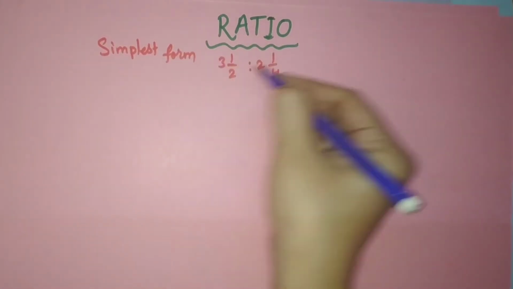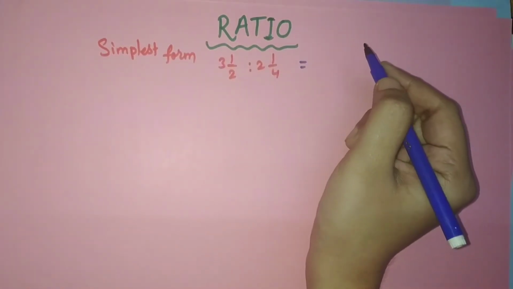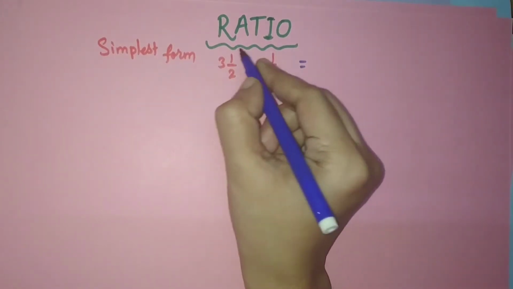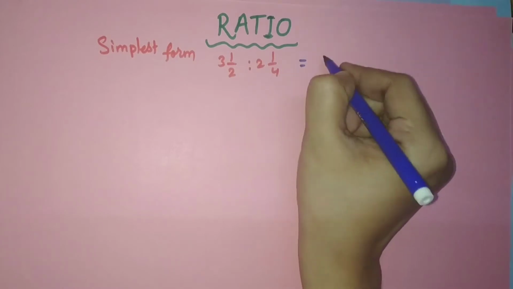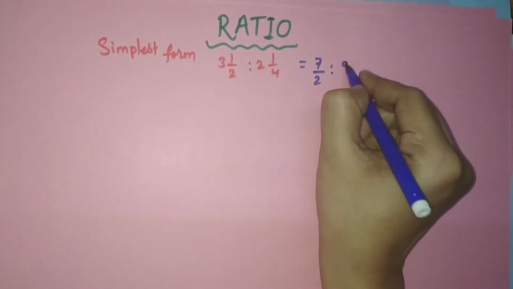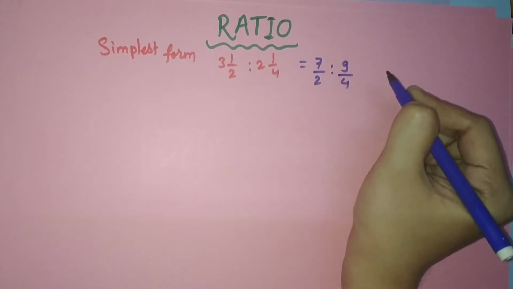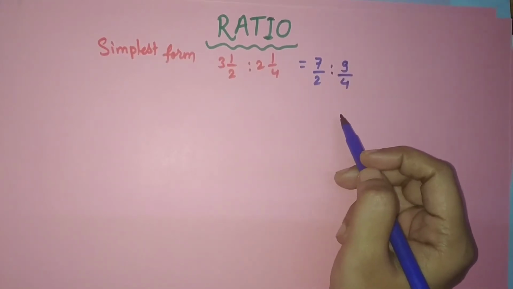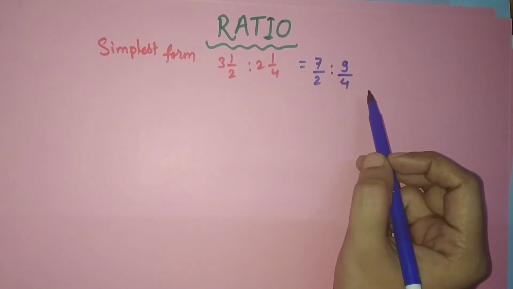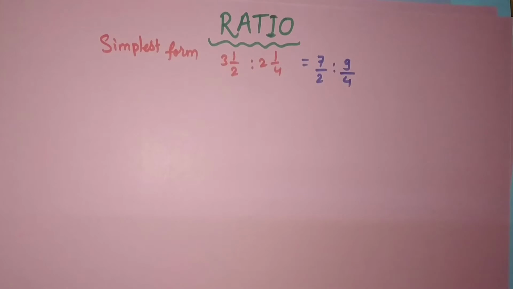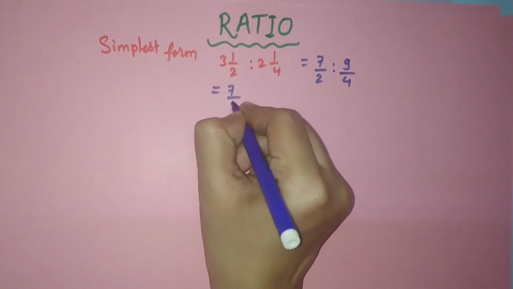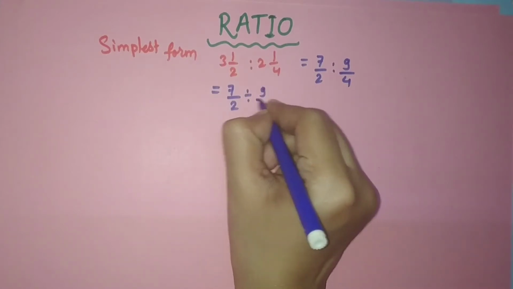Here first of all we'll write them as improper fractions, that is, a ratio is again a fraction, friends. So here 3 2s are 6, plus 1, we'll write as 7 by 2 is to 9 by 4. Now if you can see them, ratio is nothing but division. So we can write them like this: 7 by 2 division 9 by 4.